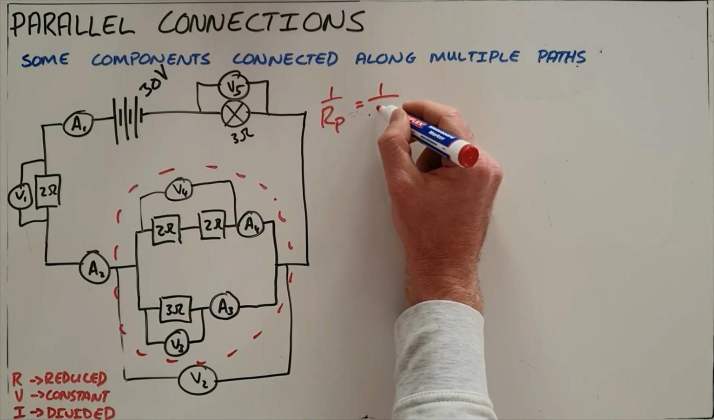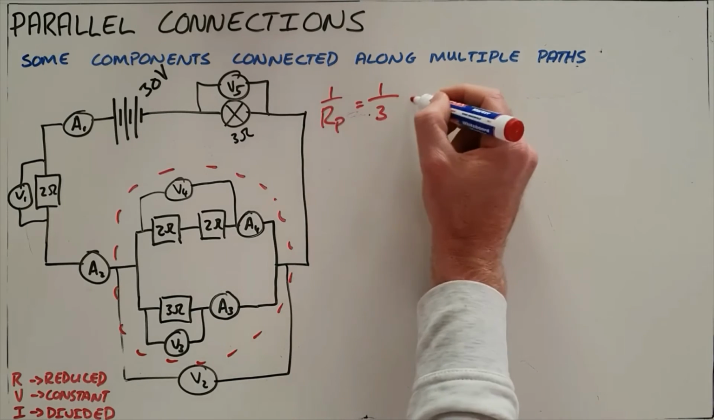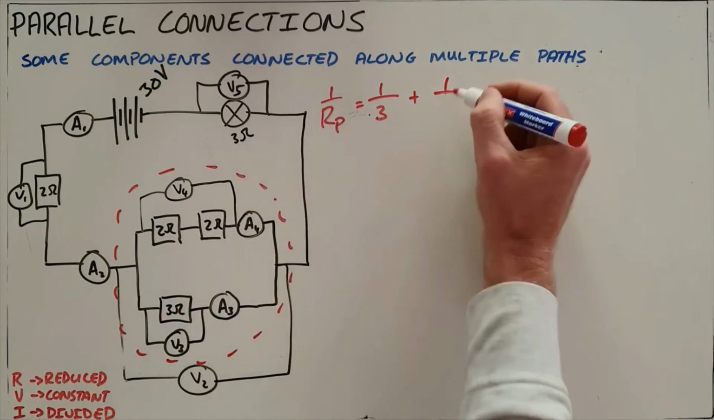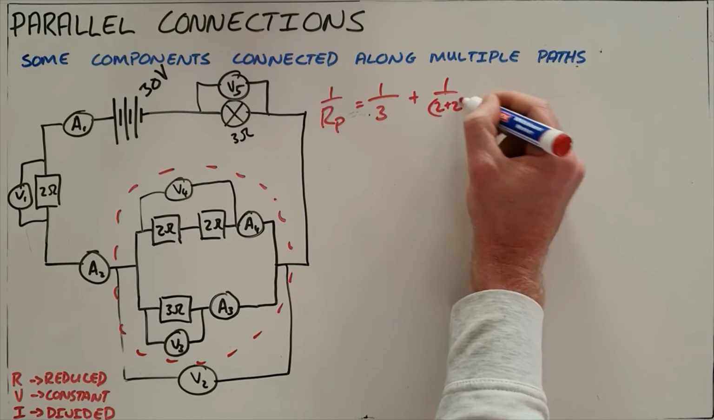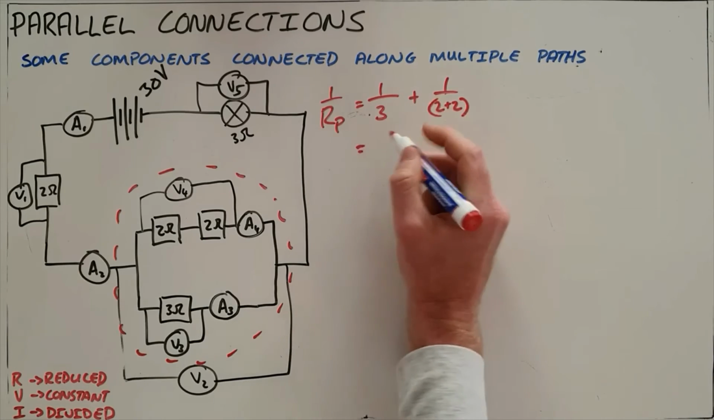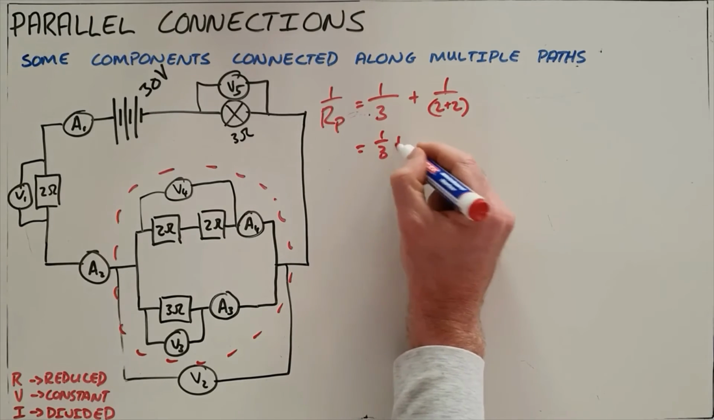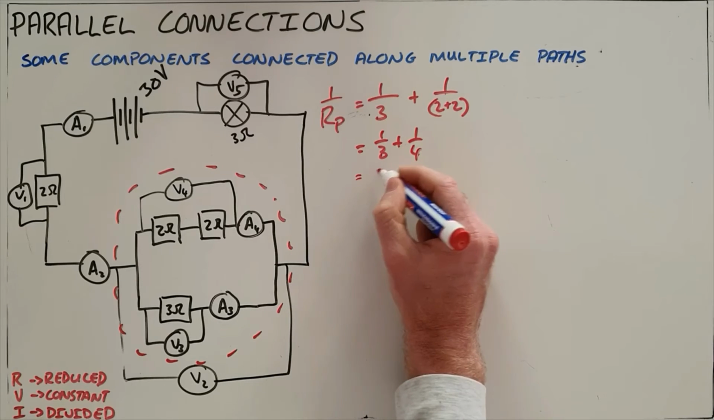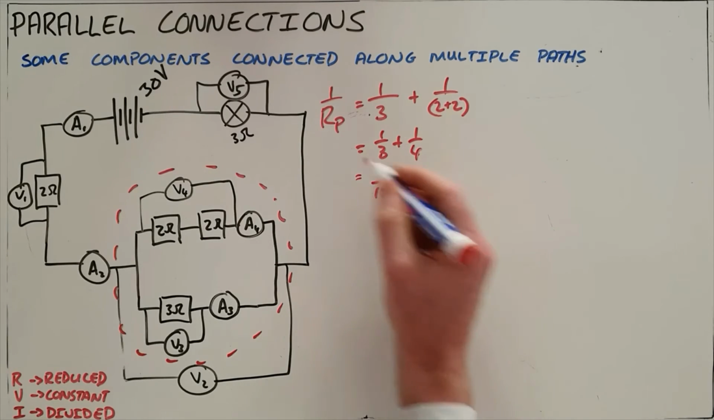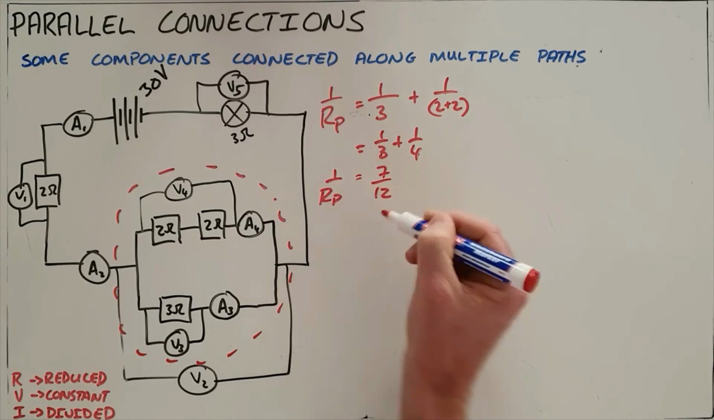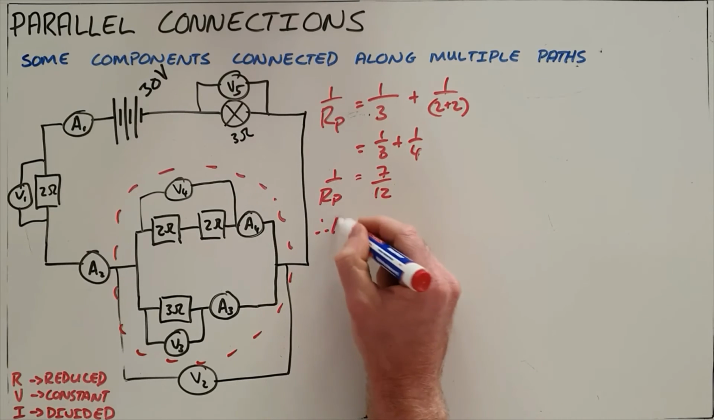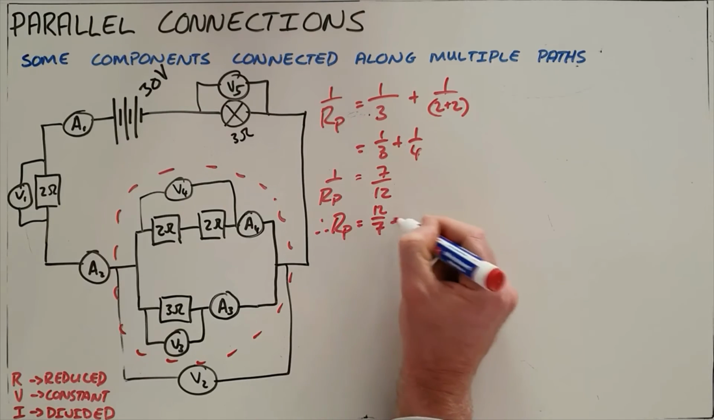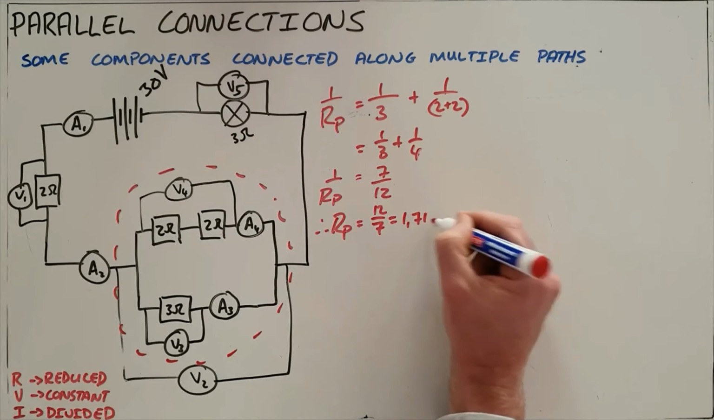So in this case, 1 over the parallel resistance is equal to 1 over 3 plus, there's 2 ohms plus 2 ohms in series here, 1 over 4, which is equal to 7 over 12. It's important to note here that 1 over RP equals 7 over 12, and therefore RP is equal to 12 over 7, which is 1.71 ohms.